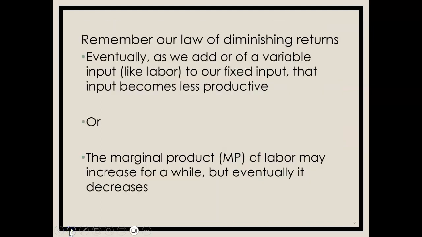Okay, you remember we did a lot of work in the last few lectures discussing production and developing this idea of the law of diminishing returns, which says that eventually, as we add more of a variable input like labor to our fixed input, that variable input becomes less productive. Or put another way, the marginal product of labor or any variable input may increase for a while, but eventually it decreases.